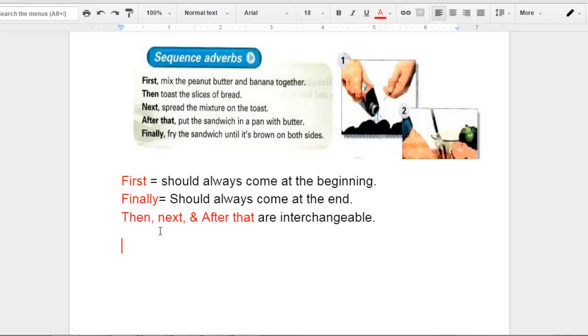This means that you can start with first, mix the peanut butter and banana together. Next, toast the slices of bread. After that, so they could be interchangeable. There's no rule that says that then needs to come after first. You can use those three interchangeably.